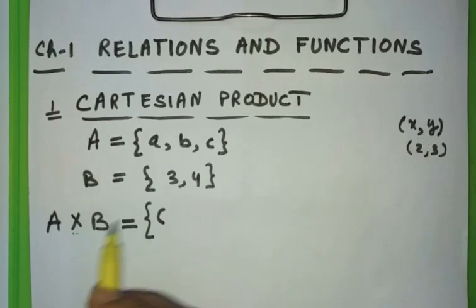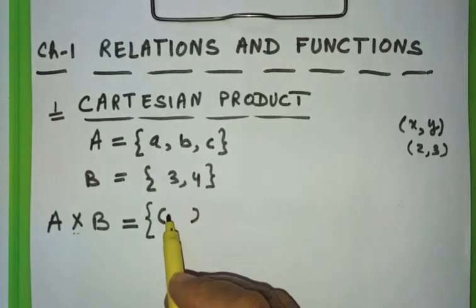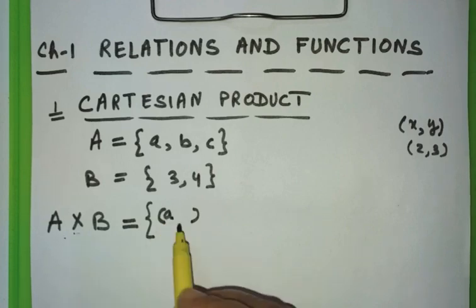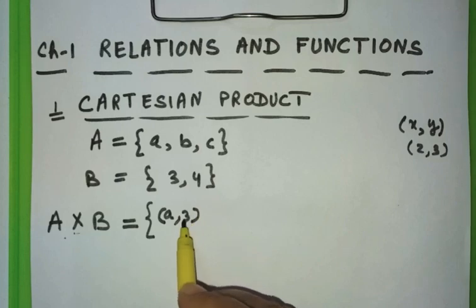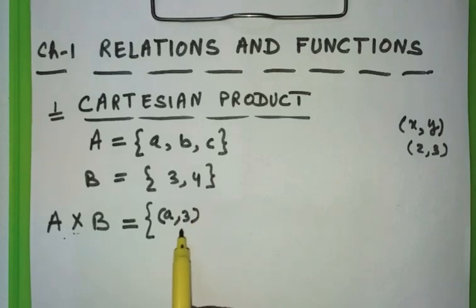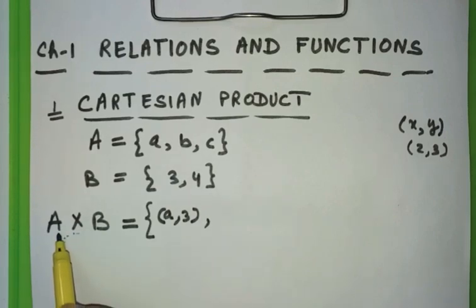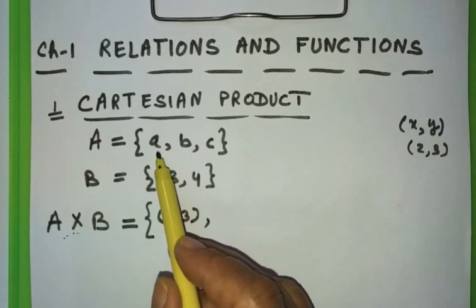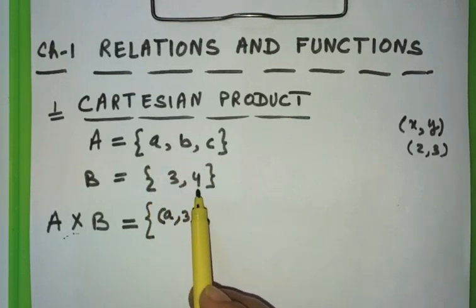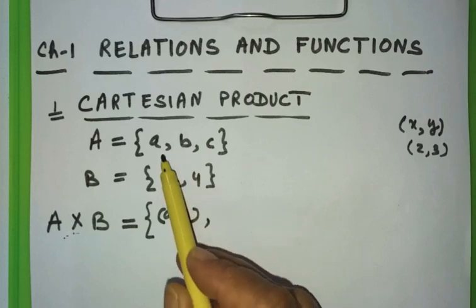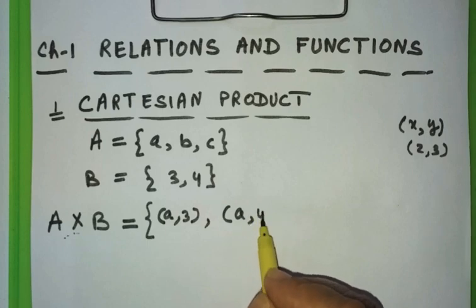So A cross B means I am going to write an ordered pair where the first element belongs to the set A and the second element after the comma belongs to the set B. This is any one element of the Cartesian product A cross B. Since I have to take the product of whole A with the whole B, every element of set A should be paired up with every element of set B. That means (A, 3), and the second ordered pair will be (A, 4).